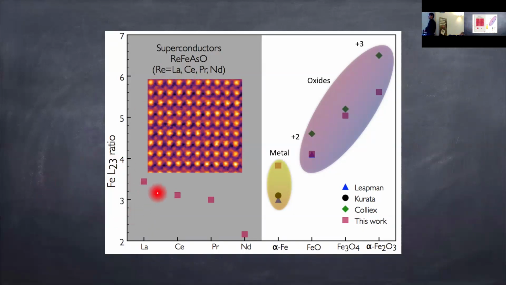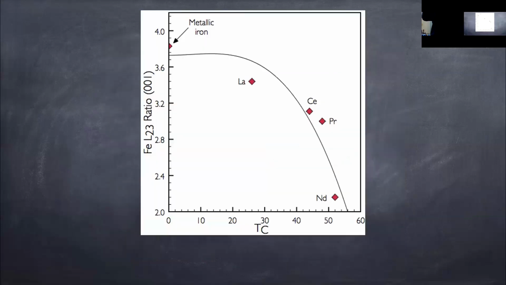So you see how the lanthanum had a decay. Now what we can do is the following. I know the nominal critical temperatures of these superconductors, and I can correlate the critical temperature of the superconductor with the oxidation, with the L2,3 ratio, and see what I get. So these are the numbers on the ratio for neodymium, praseodymium, cerium, lanthanum. This is metallic iron, which obviously is not a superconductor, right?